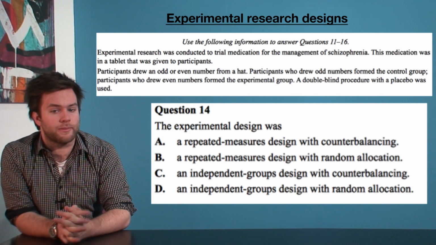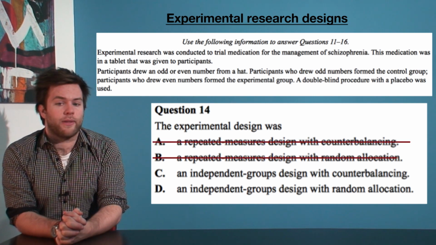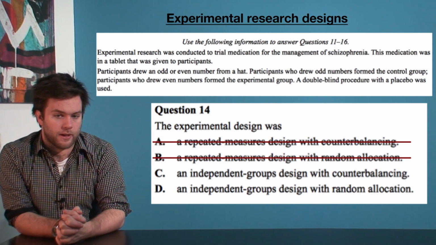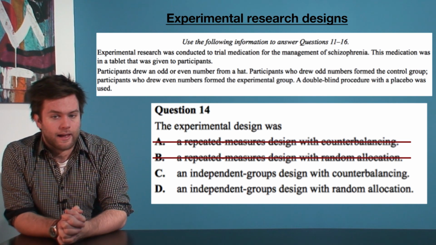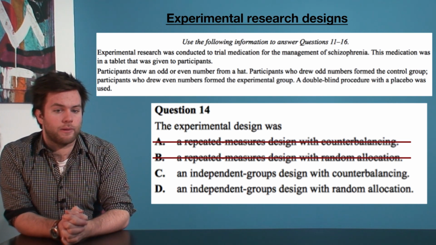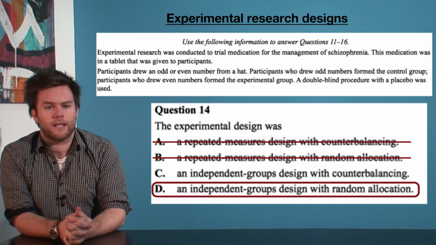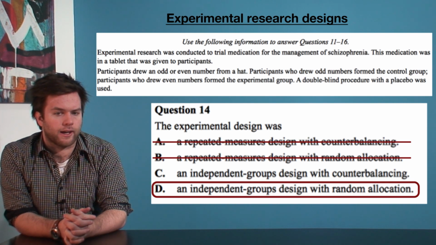So there are two groups here, the experimental group and the control group. That rules out the two options with repeated measures, because there are no distinct groups in repeated measures. That just leaves options C and D. As the participants had an equal chance of being allocated to either the control or the experimental group, it seems then that the answer here is option D, an independent groups design with random allocation.